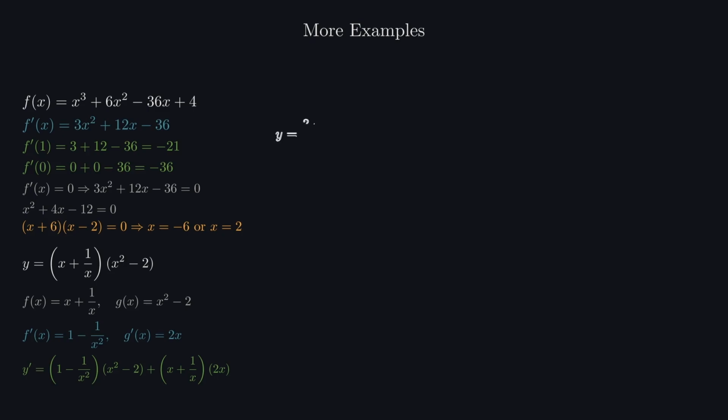Our last example is a quotient. We have y equals 3x squared plus 1 divided by x squared minus 4. Here we use the quotient rule because we have one function divided by another. Let f of x equals 3x squared plus 1 and g of x equals x squared minus 4. Then f prime of x equals 6x and g prime of x equals 2x. The quotient rule states that y prime equals f prime of x times g of x minus f of x times g prime of x, all divided by g of x squared.